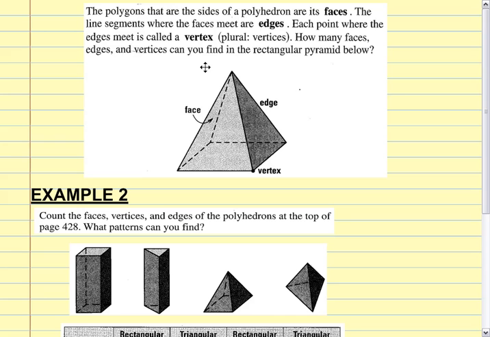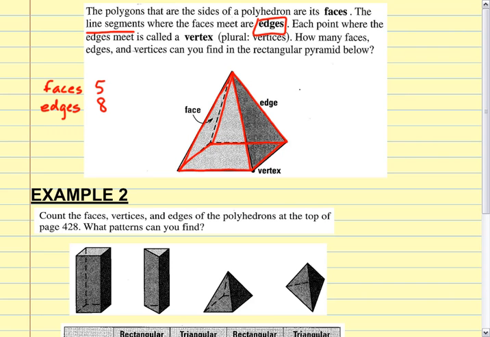The line segments where the faces meet are called edges, all right? So let's look at this. That's 1 edge, 2 edges, 3 edges, 4 edges, 5 edges, 6 edges, 7 edges, 8 edges. So faces, 5, edges, 8, okay?